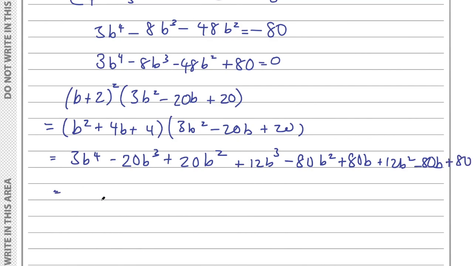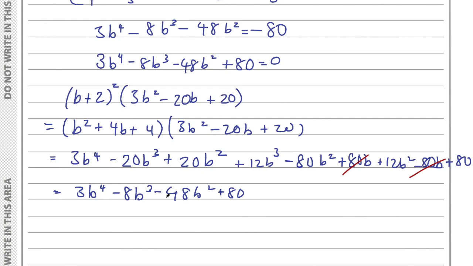Okay, so let's simplify further. 3b⁴, and then −20b³ plus 12b³ would be −8b³. Then we've got 20b² take 80b² plus 12b², that would be −80 plus 32, so −48b². And then I believe that's everything. Oh, the b terms, we've got 80b and −80b, they would cancel out. We've simplified everything else, and then we've got a plus 80 on the end.